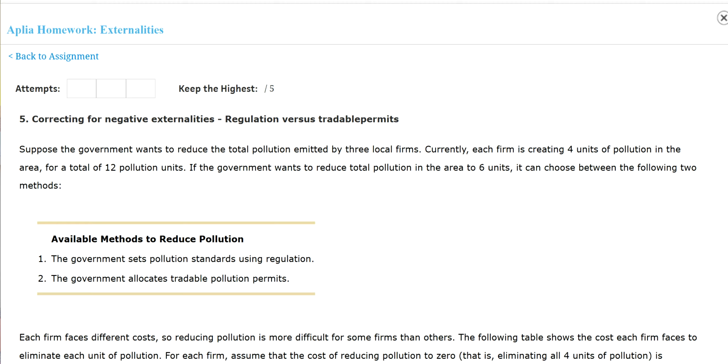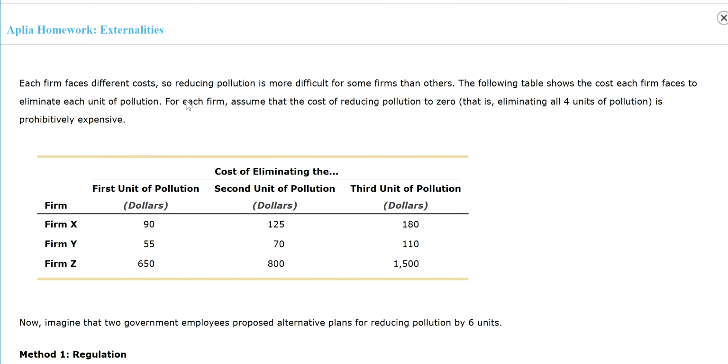following two methods. Government sets a pollution standard using regulation, or government allocates tradable pollution permits. Alright, and then each firm faces different costs, so reducing pollution is more difficult for some firms than others. The following table shows the cost each firm faces to eliminate each unit of pollution. For each firm, assume that the cost of reducing pollution to 0, that is eliminating all 4 units of pollution, is prohibitively expensive. So now imagine that 2 government employees propose alternative plans to reducing pollution by 6 units.